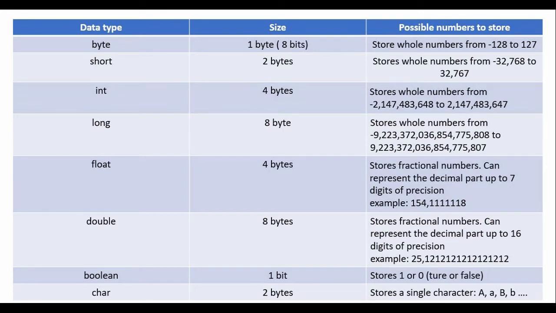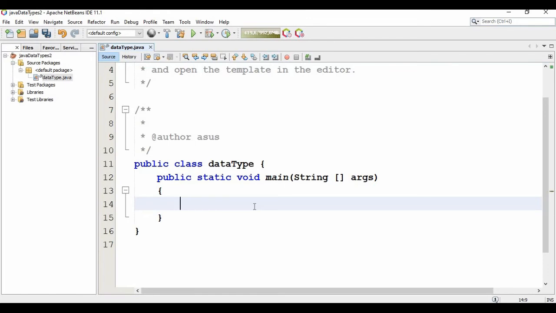Now, as we have said, the byte data type can store only numbers from -128 to 127. What does it mean? If we declare a variable of byte data type and we assign it a number out of this range, the compiler will give you an error. Let's check that in the code. Let's create a byte data type. Byte x is equal to -128. Now the compiler doesn't give any error, everything is okay.